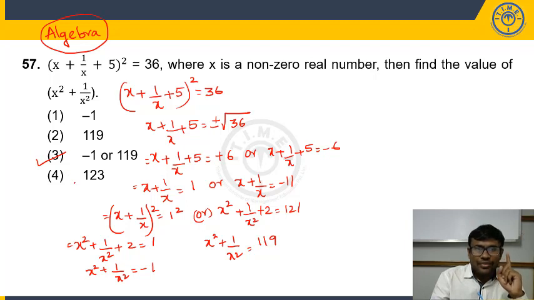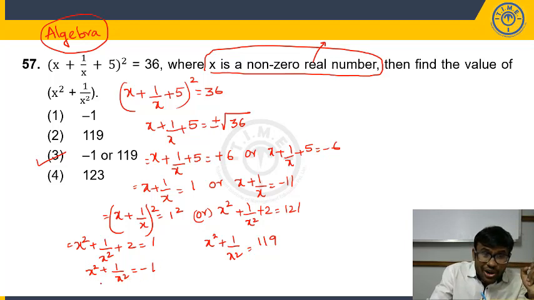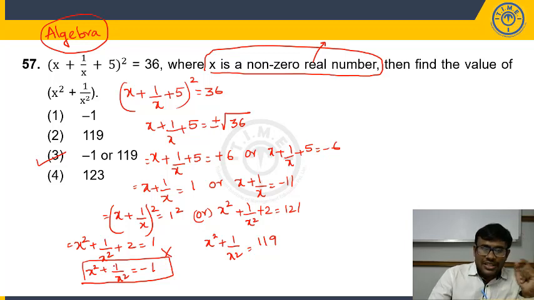But wait, there is a condition that was given. When x is a non-zero real number, so x is a real number, yes or no? When x is a real number, then 1/x is also a real number. When you square them, you cannot get a negative value, which means this is not possible. When you are squaring and adding two real numbers, you cannot get a negative number. So you cannot get minus 1. So the minus 1 possibility is not there.